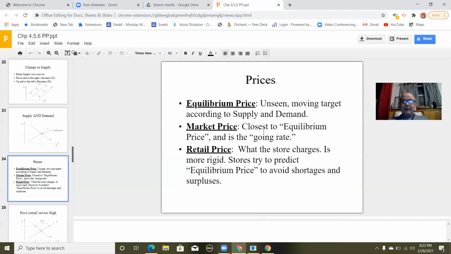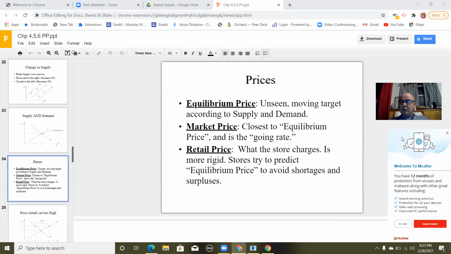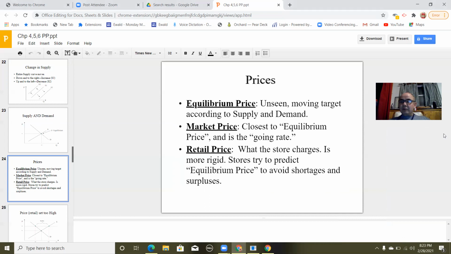It's kind of the going rate. So let me jump up here to equilibrium price. Equilibrium price is what we just looked at. It's like an unseen moving target according to supply and demand. And so the best way to explain this is with my three econ classes in the Mountain Dew.